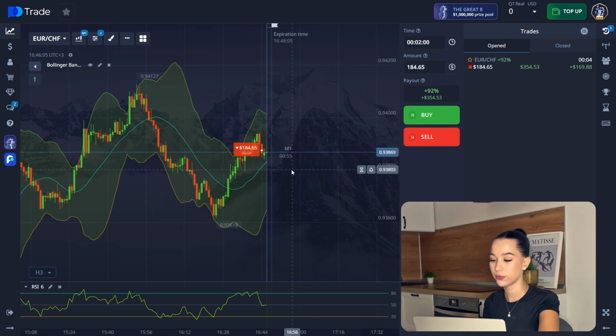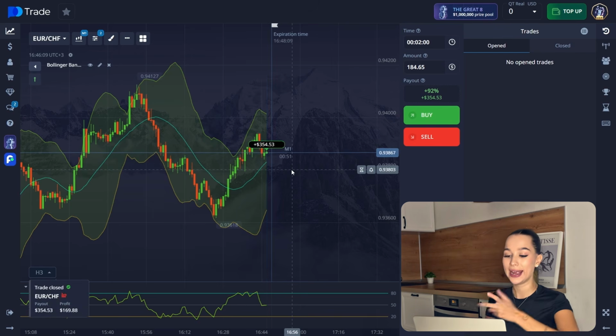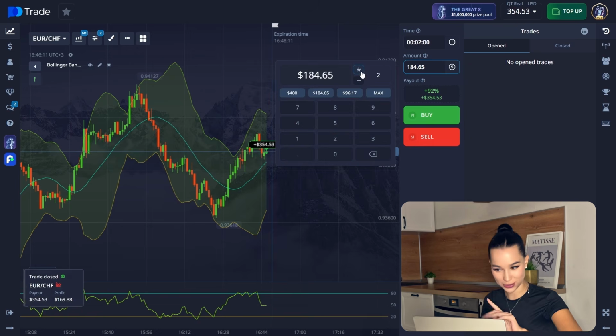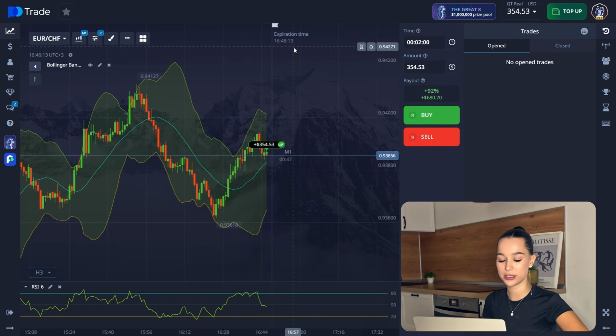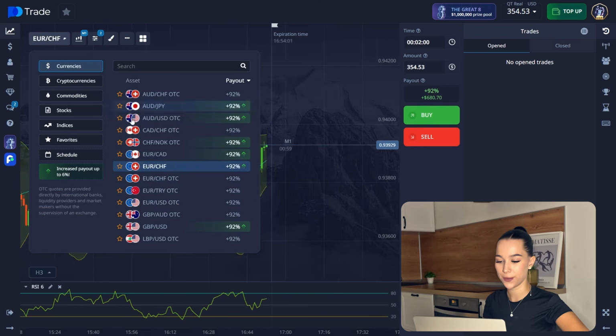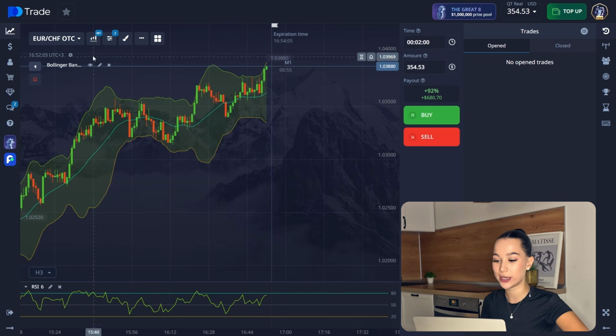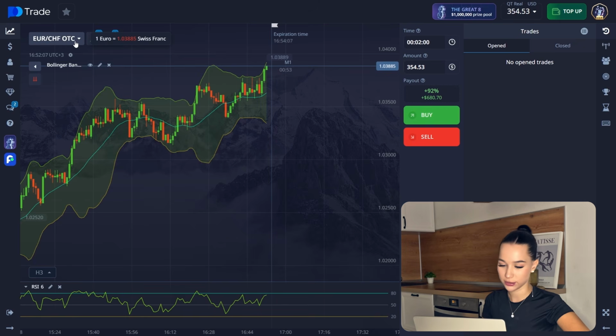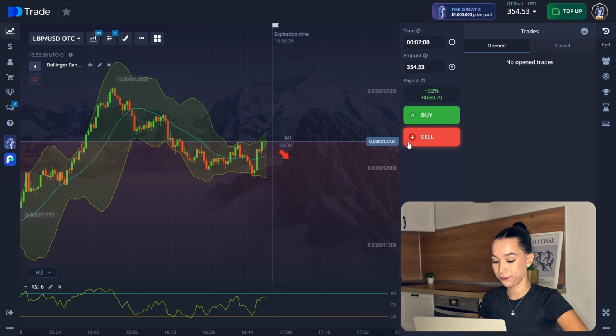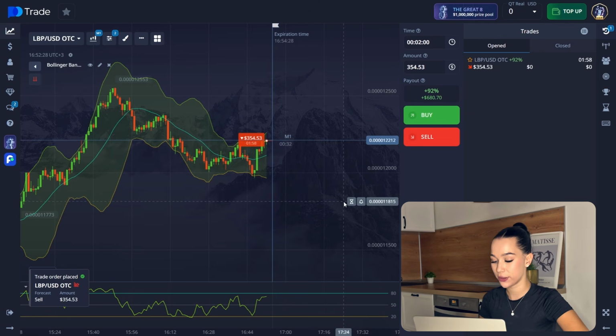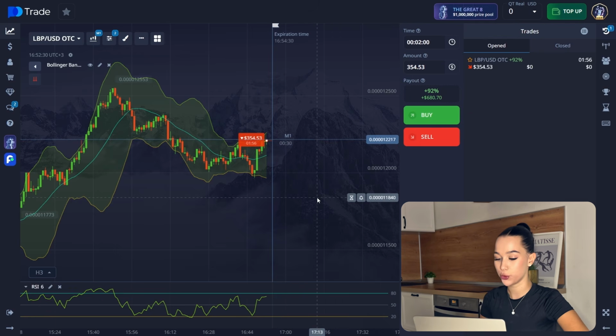And 5, 4, 3, 2, 1, and we closed the trade in plus, even though it was pretty close to our entry point, but now it's all good. We have $354. So let's find some other situation where we can open a trade. Okay, this is not our situation, definitely. So here's a pretty good one. Okay, we here open a sell trade for 2 minutes.